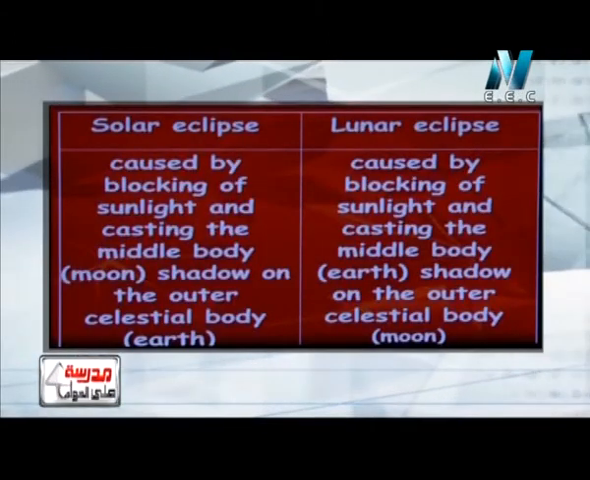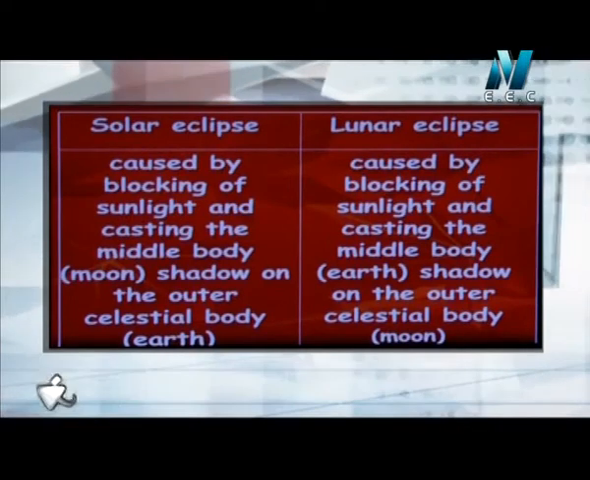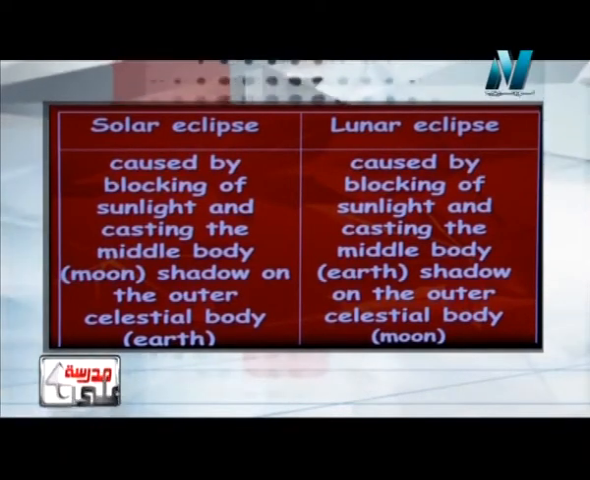So what about lunar eclipse? It's caused by blocking sunlight and casting the middle body's shadow, which is the Earth in this case, on the outer celestial body, which is the Moon.